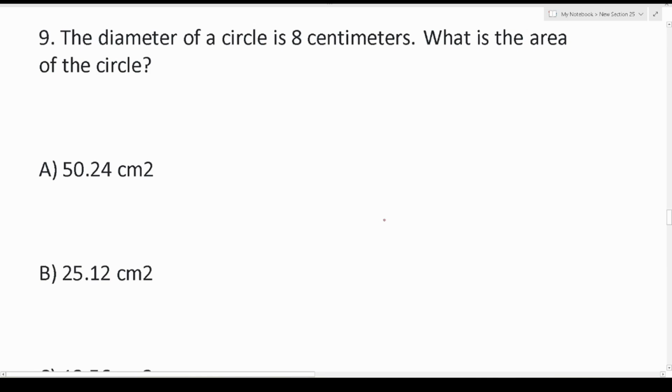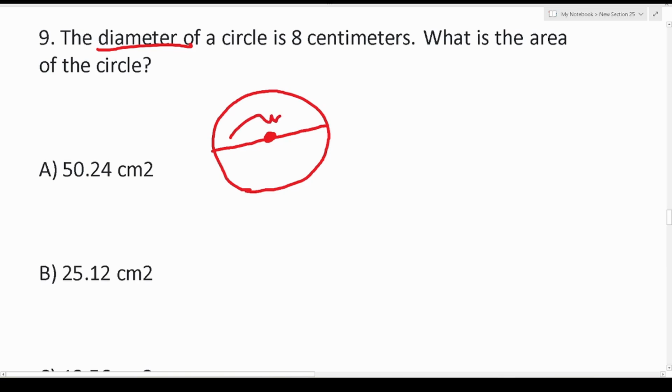All right, number 9 says the diameter of a circle is 8 centimeters. What is the area of the circle? So we're dealing with a circle here, and we have to know what the definition of a diameter is. Diameter, in case you forgot, is the distance from one edge of the circle to the other edge of the circle and through the center point of the circle. So that's the diameter right there, which I just drew. And we know in this case that is 8 centimeters.